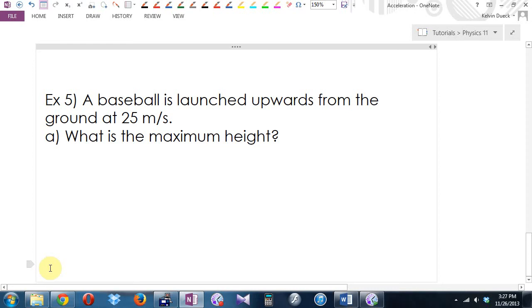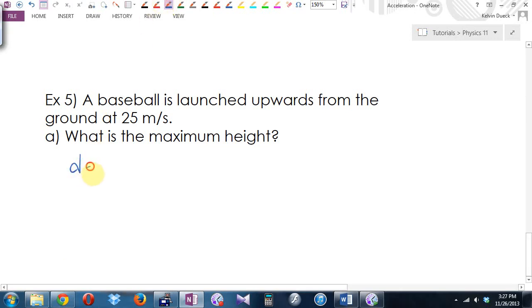What's this question asking me to find? Yep. What else do I know? Acceleration. What's the acceleration? Okay, what else do I know? VI? This is not dropped, so VI is not 0. What's VI? Oh, 25.